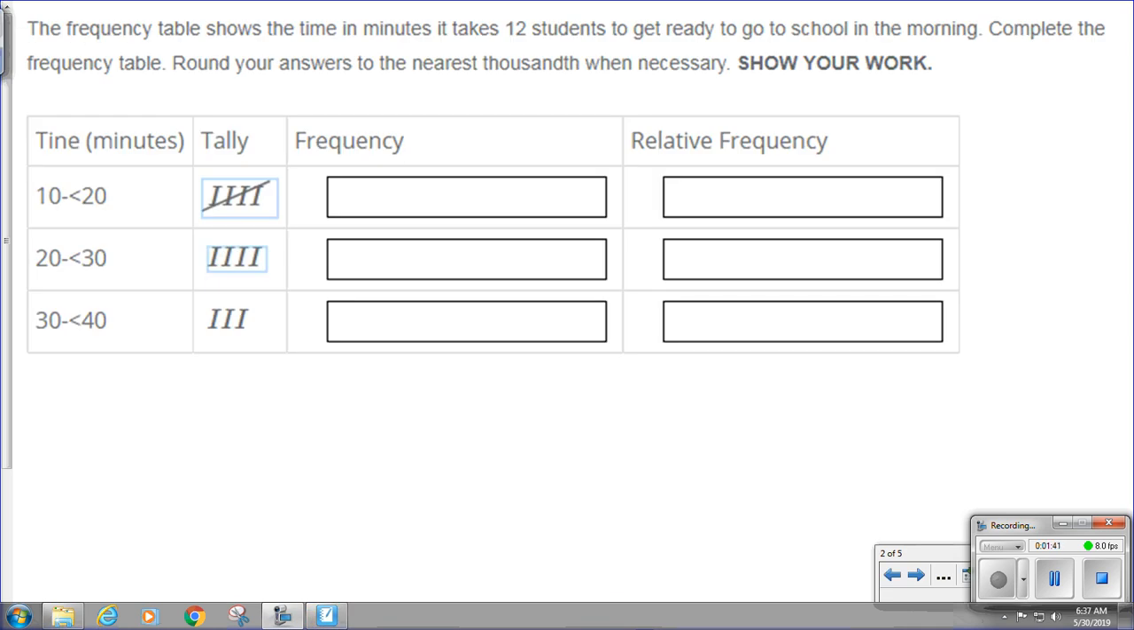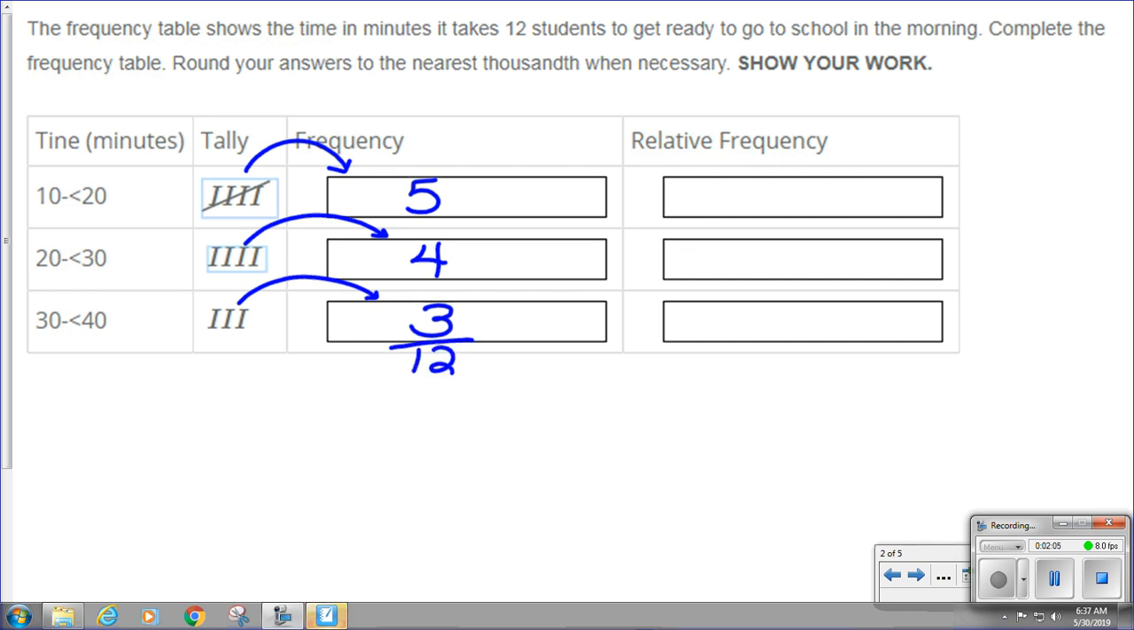Question 2 is dealing with a frequency table about the times it takes for 12 students to get ready to go to school in the morning. First, we need to find the frequency, and we find that by counting the tallies. So this tally is 5. This is 4, and this is 3. Adding those up, 5 plus 4 plus 3 is 12.